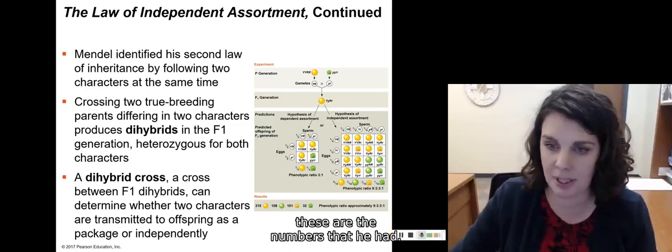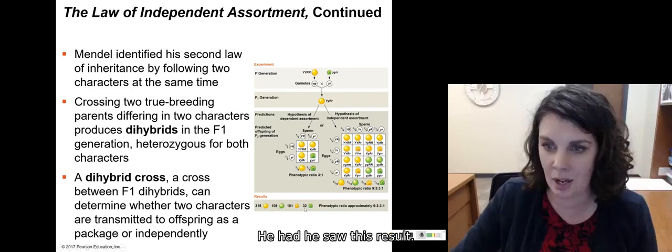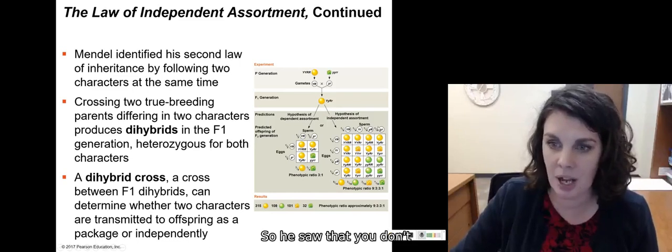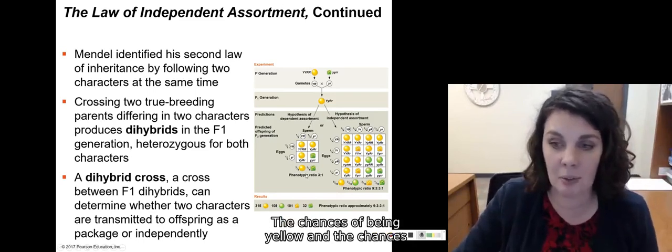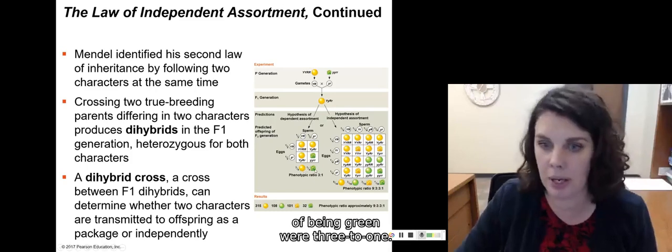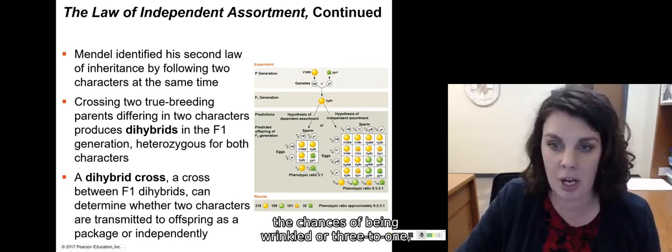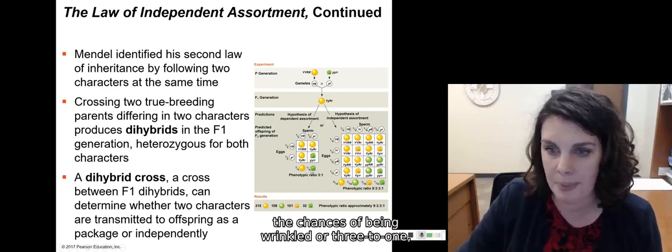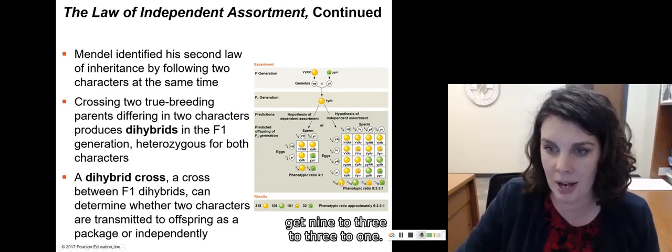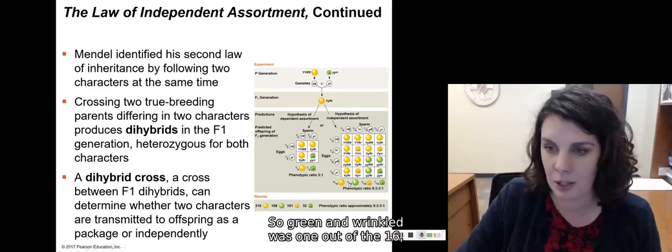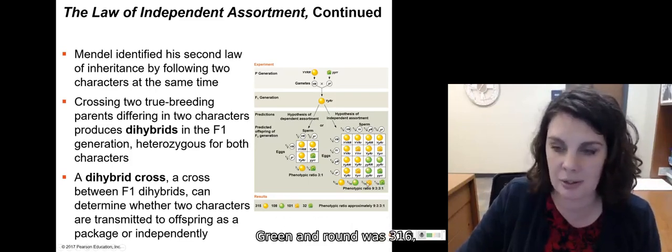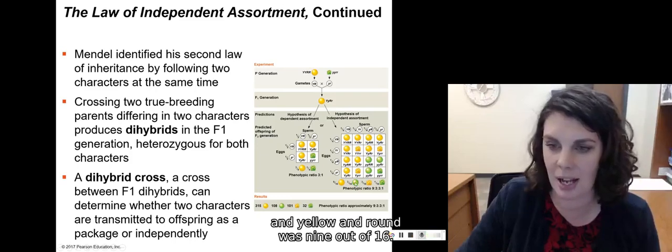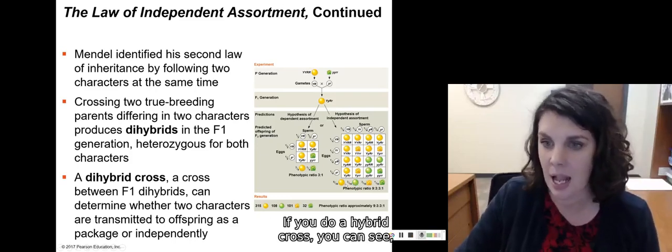And the results that he actually saw, these are the numbers that he had. He saw this result. So he saw that you don't have to keep those 2 traits together. The chances of being yellow and the chances of being green were 3 to 1, and the chances of being smooth or the chances of being wrinkled were 3 to 1. And so then the chances of that, you get 9 to 3 to 3 to 1, okay? So green and wrinkled was 1 out of the 16, yellow and wrinkled was 3 out of 16, green and round was 3 out of 16, and yellow and round was 9 out of 16.